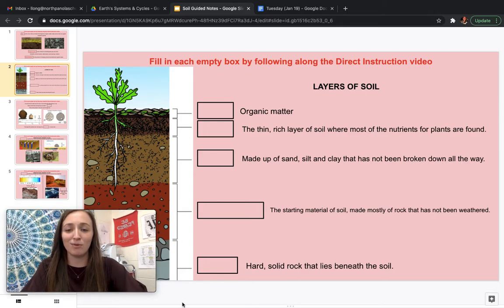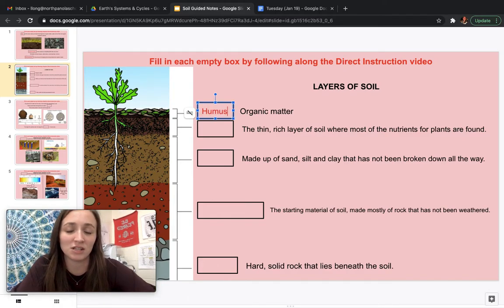Let's label what these layers are going to be called, and beside it I have the definition or what is actually going on in that specific layer. This very top layer here we call humus. Humus is just another fancy way of saying organic matter. So this is where all of those living things are going to be. You see all those dead leaves, maybe some manure, maybe a dead squirrel, I don't know. That's where the organic matter is going to be.